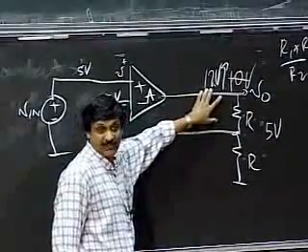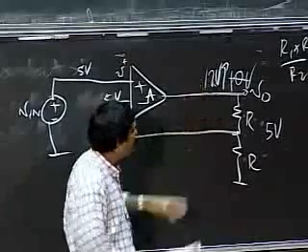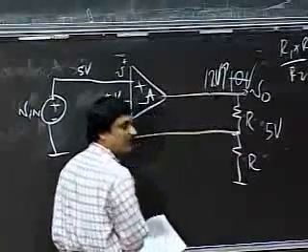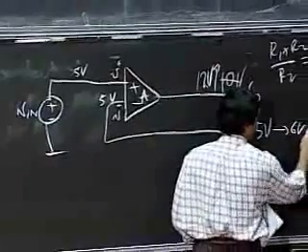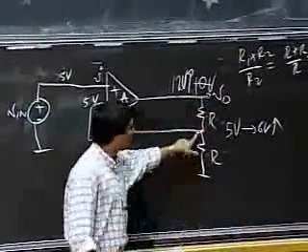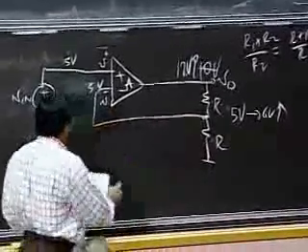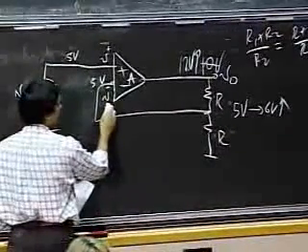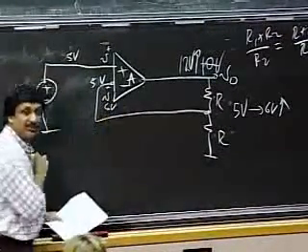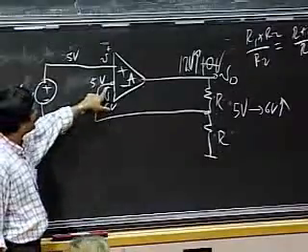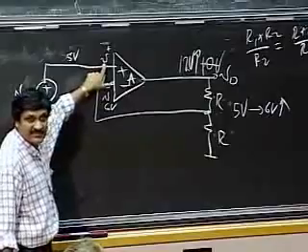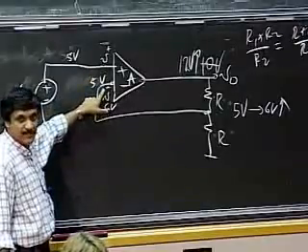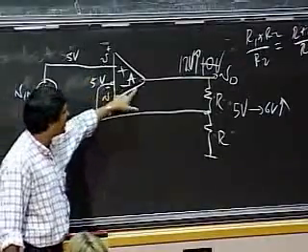Let's see what happens. So let's say V0 goes to 12, hypothetically. If that goes to 12, what should this node go to? 6, exactly. So this goes to 6 volts. If that goes to 6, what does V minus go to? 6 volts again. Now at the input I have 5 volts at V plus and 6 volts at V minus. So where should the output go?